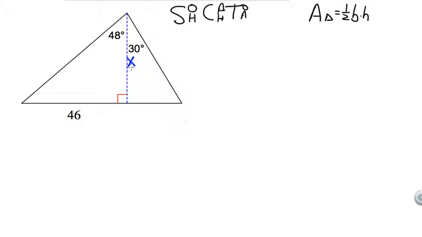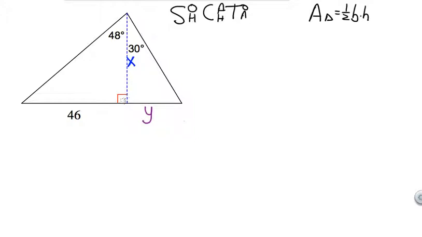I'll call it X. I also need to find out, I'll put it in purple, how big this side here is. I'll call it Y. Because if I have Y plus 46, that is my base, and if I have X, that's going to be my height. So I'm going to have to find both of these. And the first thing I'm going to be able to do is find X using my trigonometric ratios, because right here is a right triangle with a side and an angle.